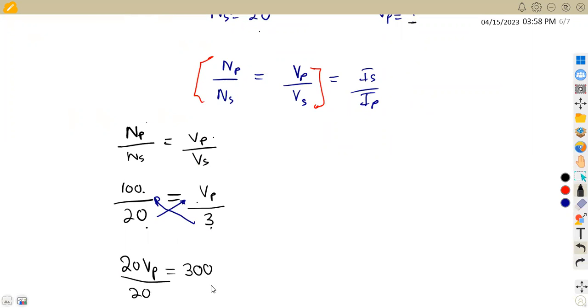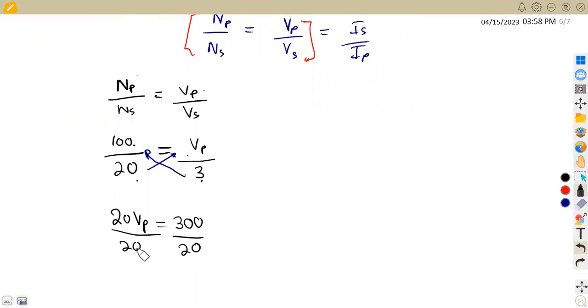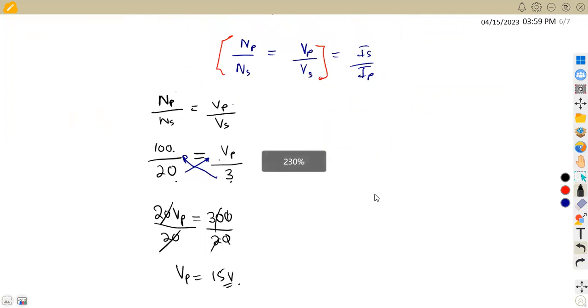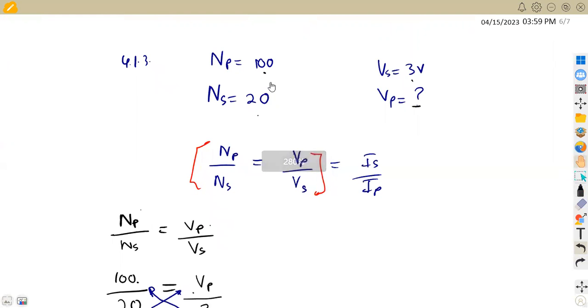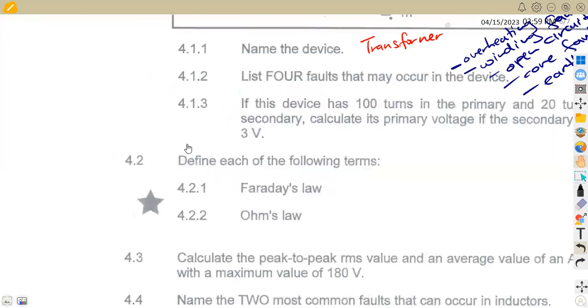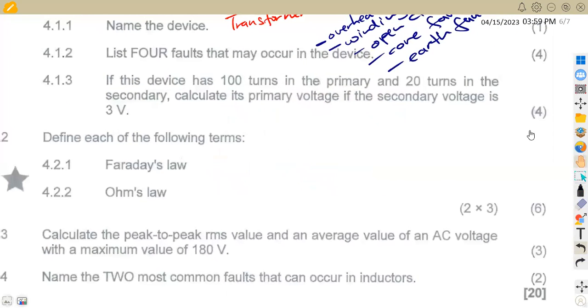If we divide by 20 on both sides, that gives us the value of Vp, which is 15 volts. That is the voltage on the primary side of the transformer. So that was our question in this case, where we just used the ratios. If you are given current, you work with current. If you're given the turns, you work with the turns that you're given. So that was your question 4.13, having a total of 4 marks.